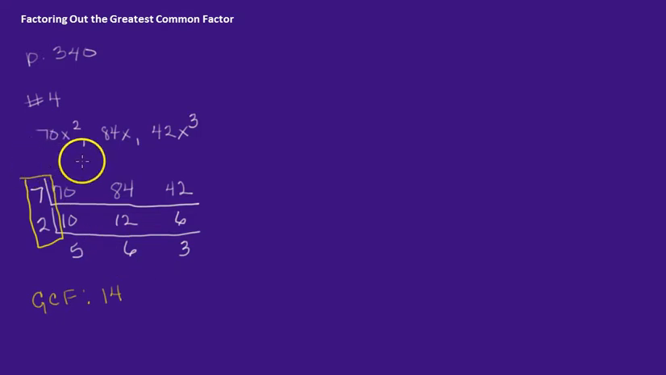Now, when I'm given variables that are raised to exponents, the greatest common factor is always going to be the variable with the lowest exponent. So here we have x squared, here we have x cubed, and here we have x. Well, that's just an implied x raised to the first power, so the exponent on that is just 1. And since 1 is lower than 2 and 3, my greatest common factor for the variable terms is just x. So for number 4, the greatest common factor is 14x.